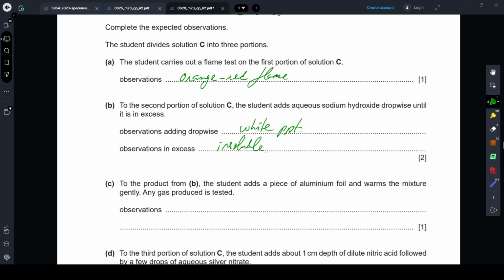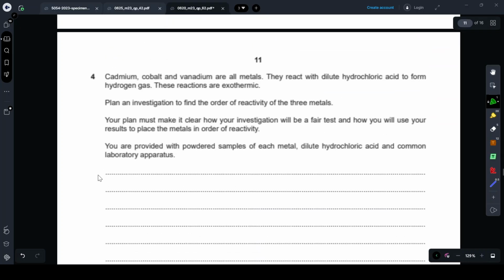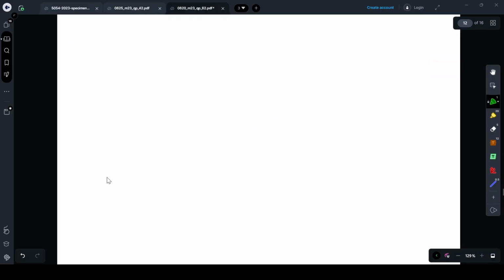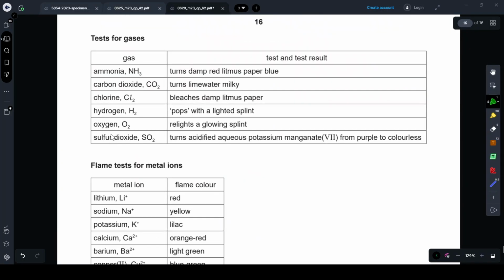To the product formed from B, the student adds a piece of aluminum foil and warms the mixture gently. Any gas produced is tested. Ammonia gas? Yes. So the test for the gas turns damp red litmus paper blue.